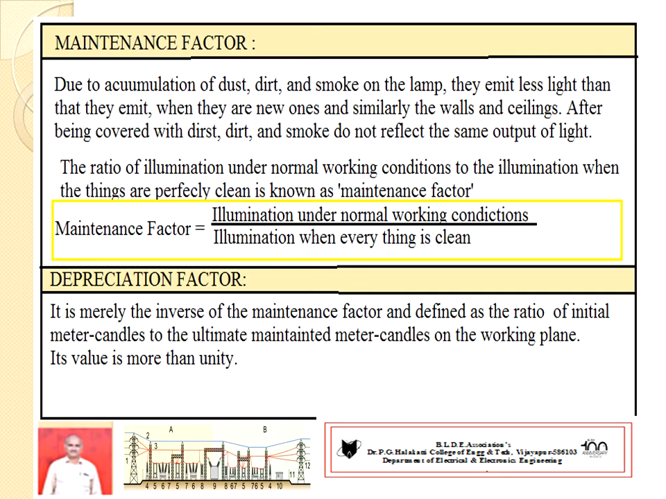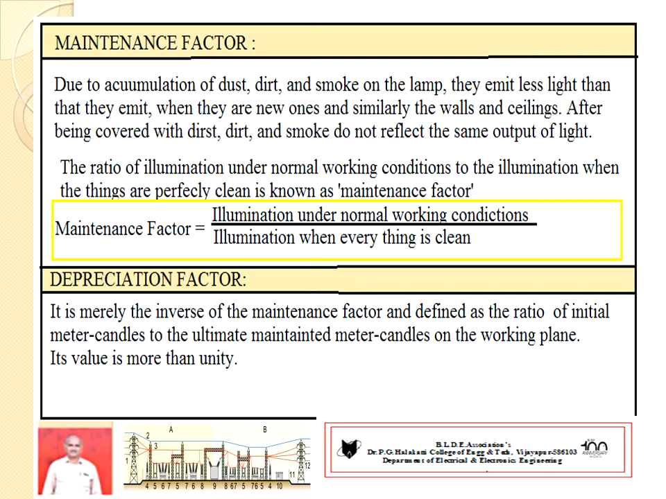Maintenance factor is defined as illumination under normal condition to the illumination when everything is clean. Getting the idea? When everything is clean, it is 100%. Then illumination under normal working condition may reduce to 80%. So, maintenance factor is usually less than 1, because 100% is not possible. It may be 90%, it may be 80%, just like that.